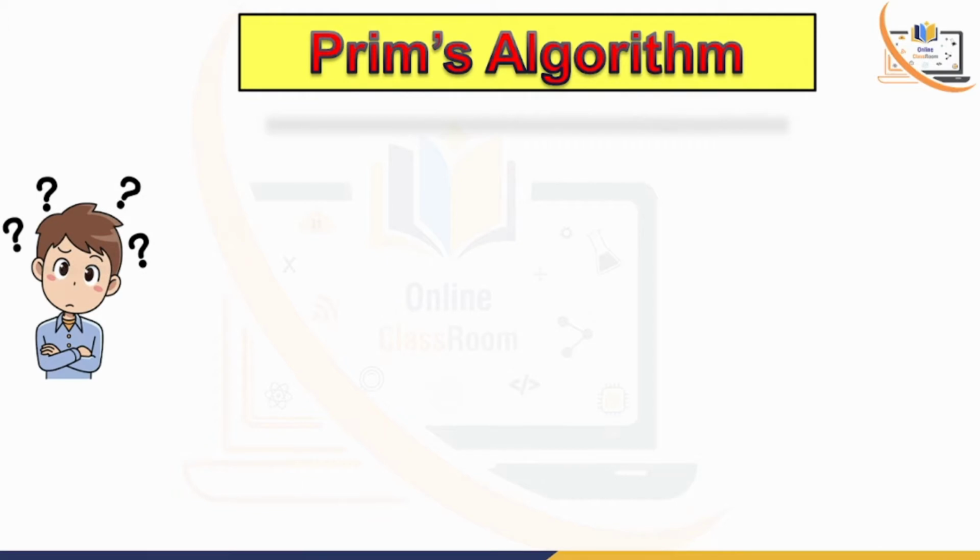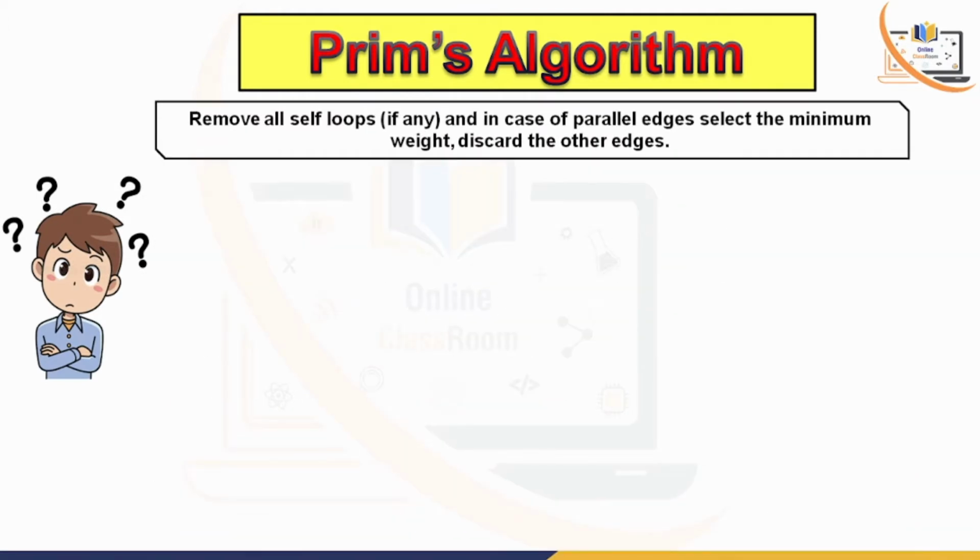Well, first we need to know what is the basic algorithm of Prim's. Look, if a graph is given, first we have to remove all the self loop if it is present. That is the first step. And in case of parallel edge, means multi-edge, we have to select the minimum weight and obviously discard the other edges. That means first discard self loop and in case of multi-edge take the minimum weight.